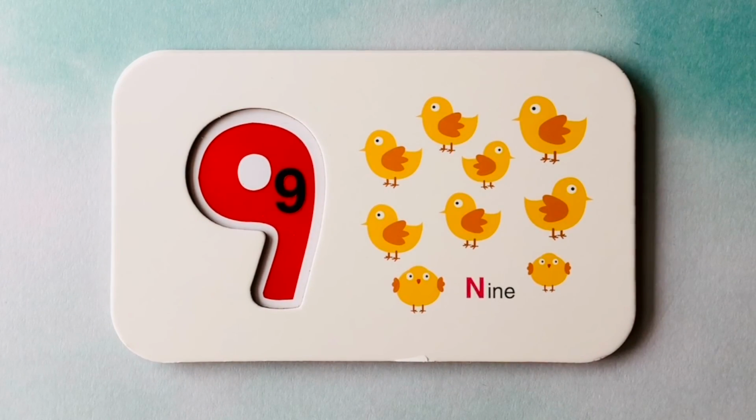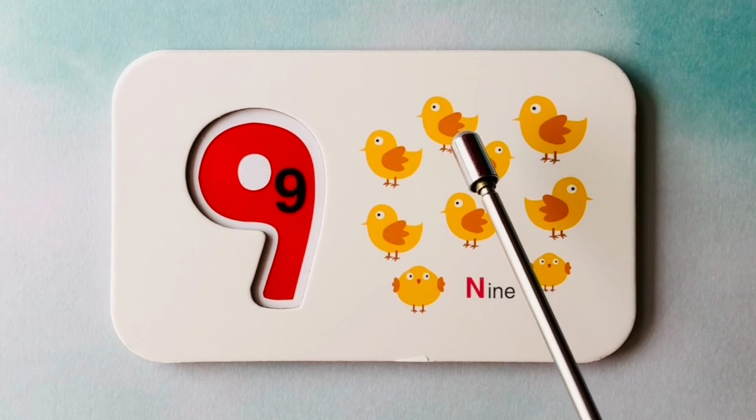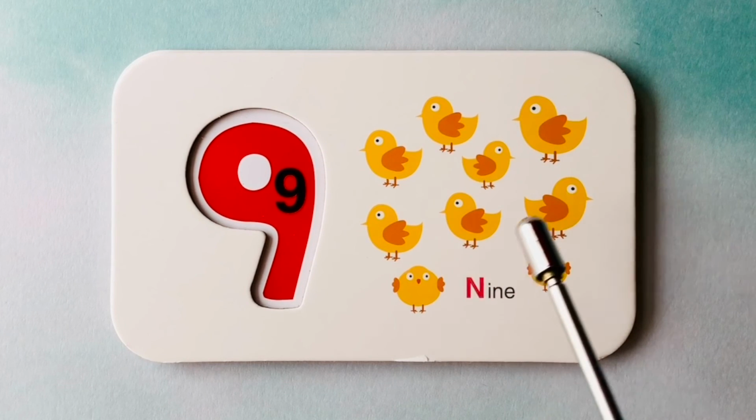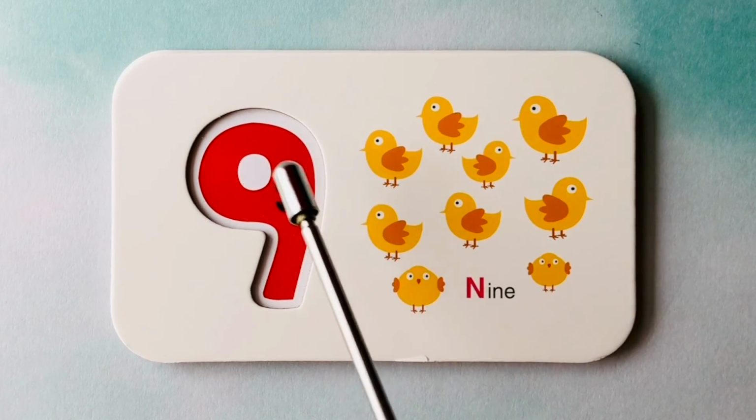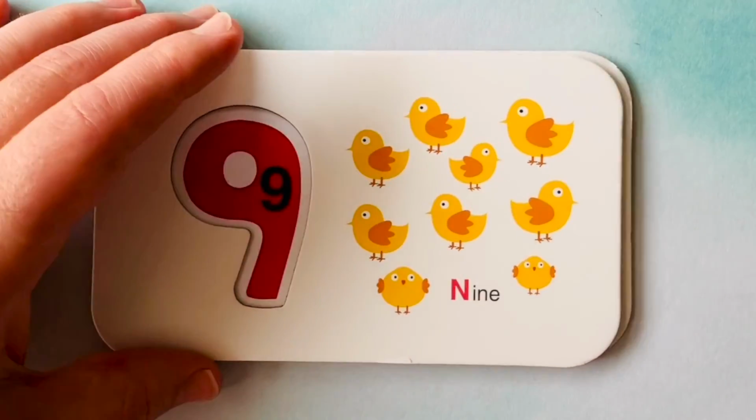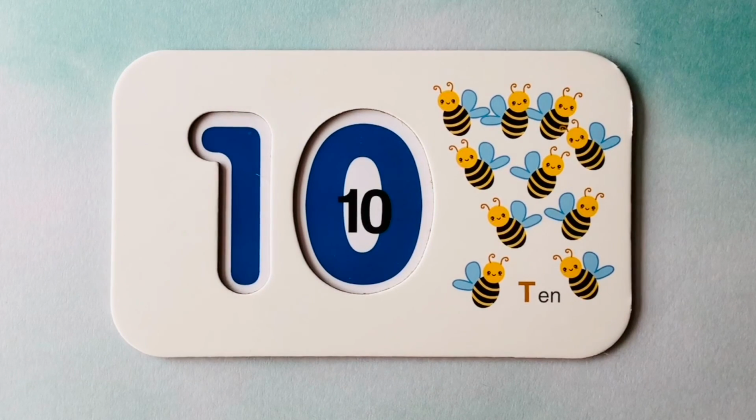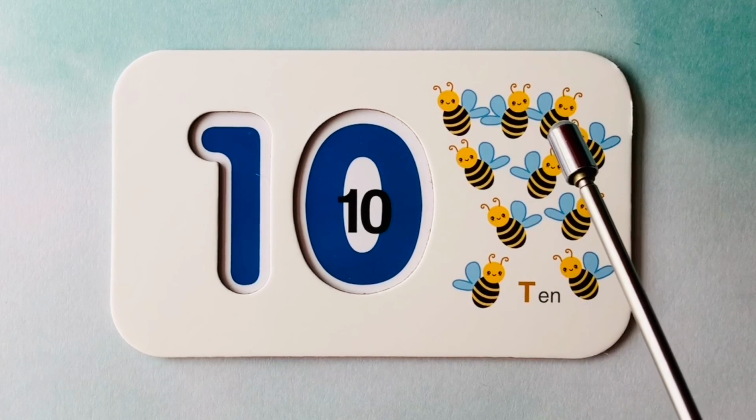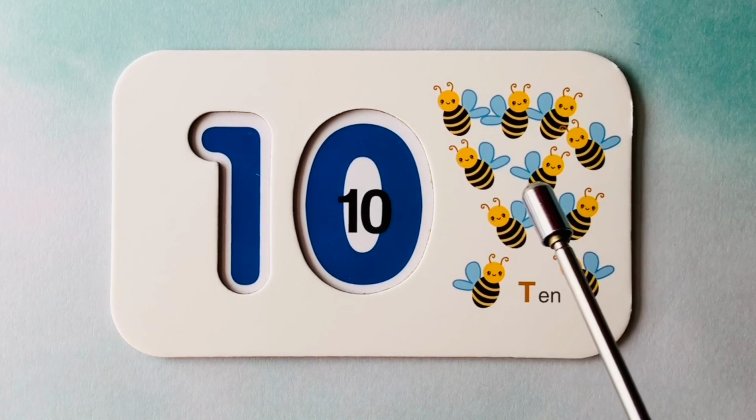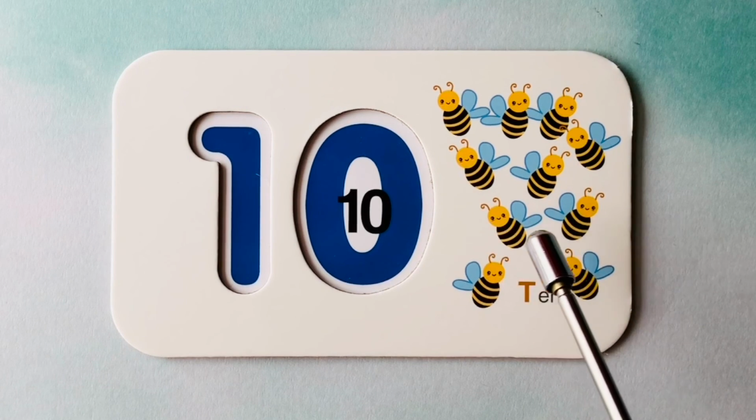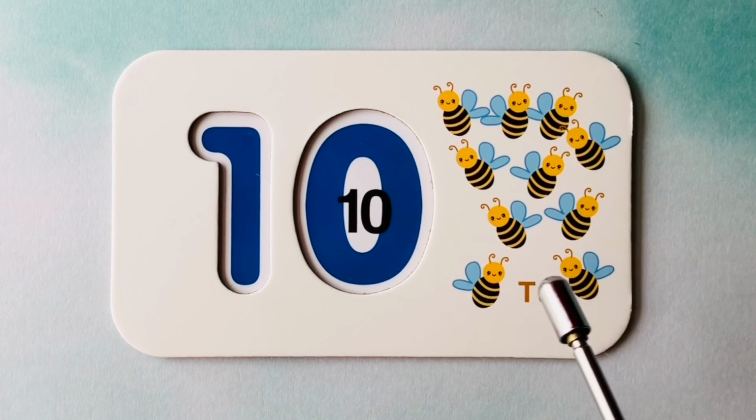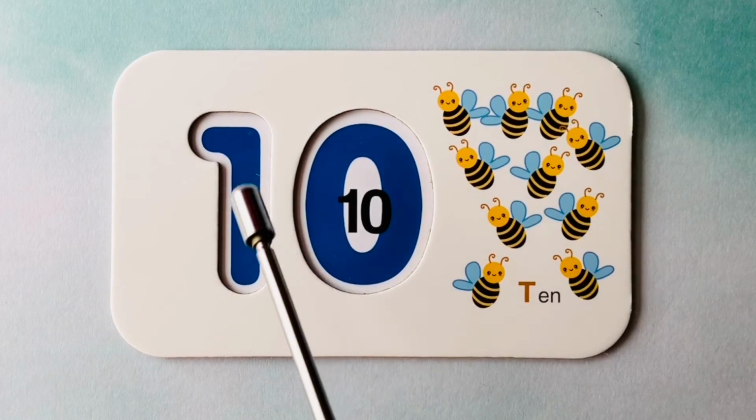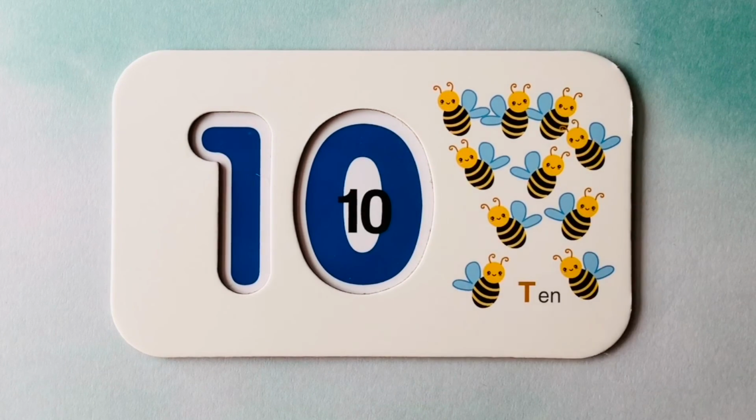How many chickens do you see? I see 1, 2, 3, 4, 5, 6, 7, 8, 9 chickens. This is the number 9. How many bees do you see? I see 1, 2, 3, 4, 5, 6, 7, 8, 9, 10 bees. This is the number 10. Great job!